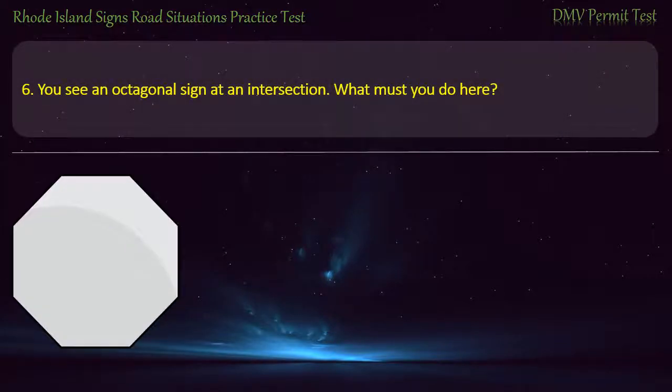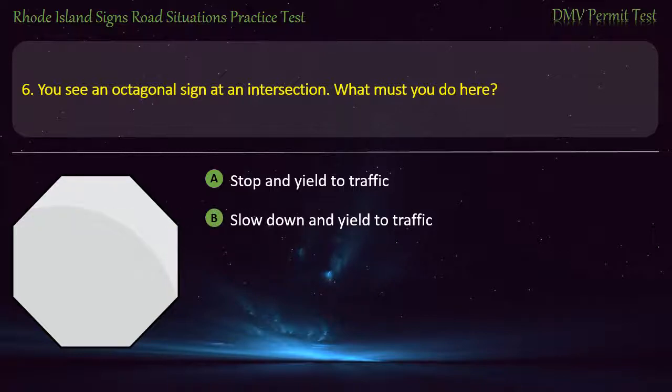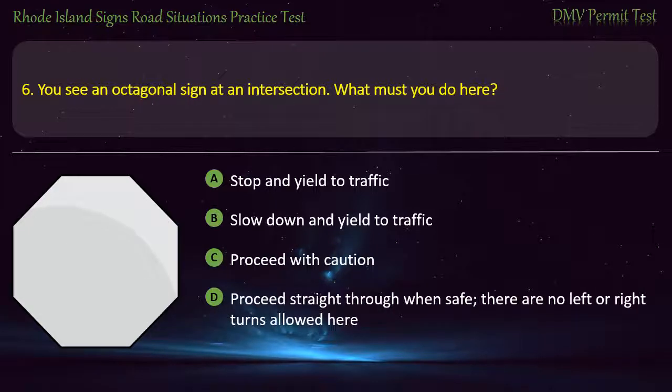Question 6. You see an octagonal sign at an intersection. What must you do here? Stop and yield to traffic. Slow down and yield to traffic. Proceed with caution. Proceed straight through when safe. There are no left or right turns allowed here. Answer. Stop and yield to traffic.